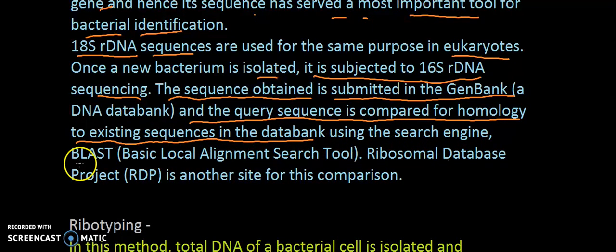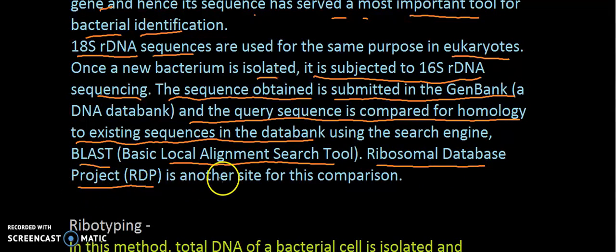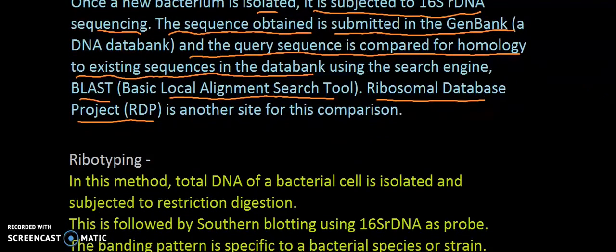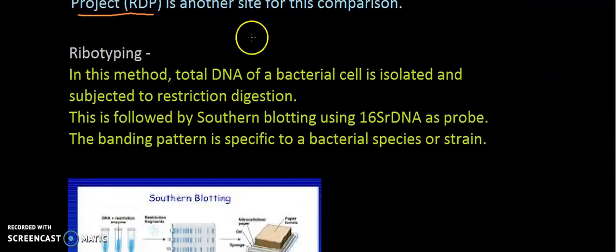This is done using a search engine like BLAST, Basic Local Alignment Search Tool, or there is another database available, the Ribosomal Database Project, that is specific for ribosomal sequence analysis. So 16S rDNA sequencing serves as a very good tool for bacterial identification. There is another method related to this, which is ribotyping.